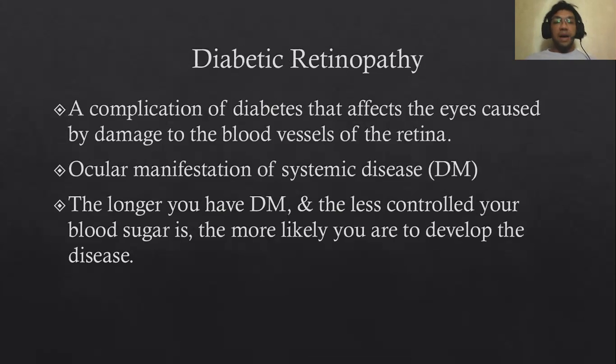Now, lastly, we go to diabetic retinopathy, which is a complication of diabetes that affects the eyes caused by damage to the blood vessels of the retina. This is the ocular manifestation of the systemic disease known as diabetes mellitus. The longer that you have DM and the less that you are controlling your blood sugar, the more likely that you will have diabetic retinopathy, aside from having the other complications of diabetes mellitus as well, such as diabetic nephropathy.